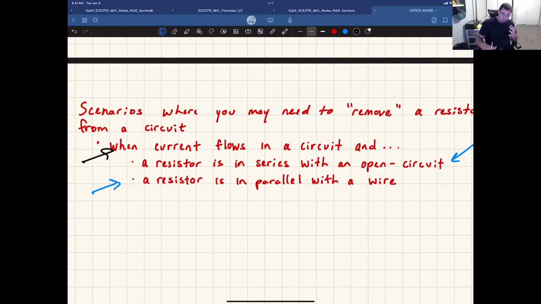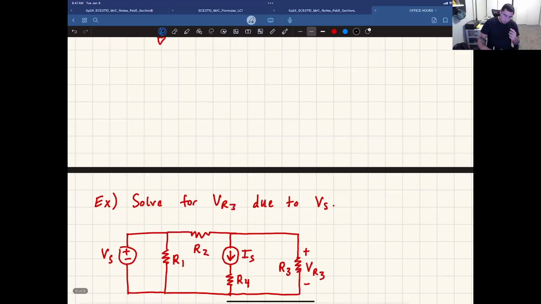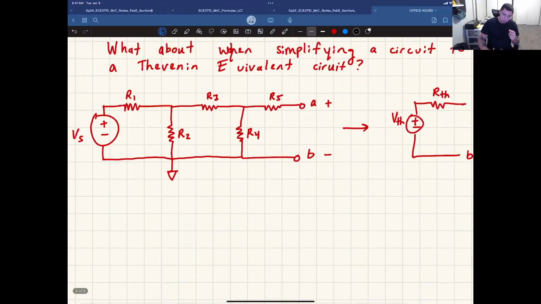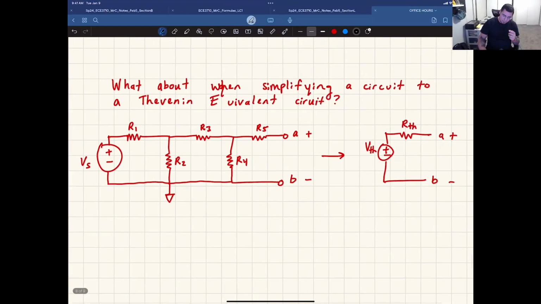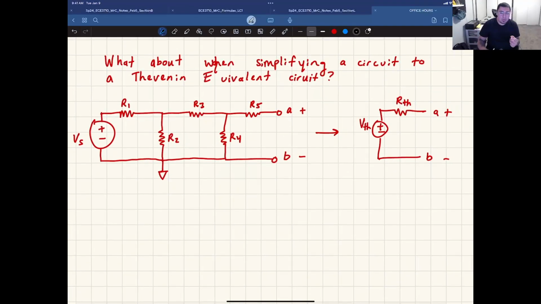Now, when can you not remove a resistor? Well, what about this following question? What about when, who wrote this? I did. What about when simplifying a circuit to a Thevenin equivalent circuit?